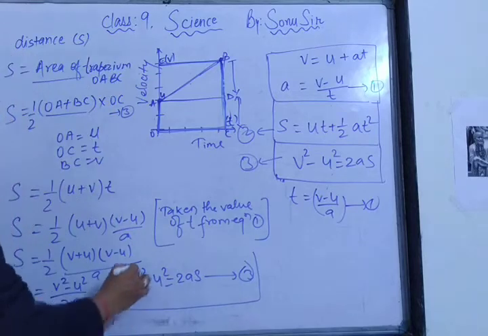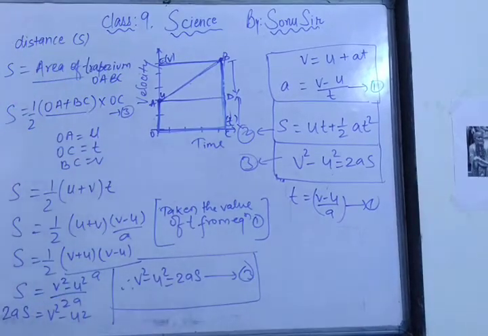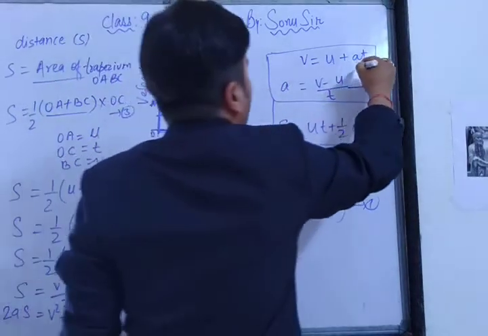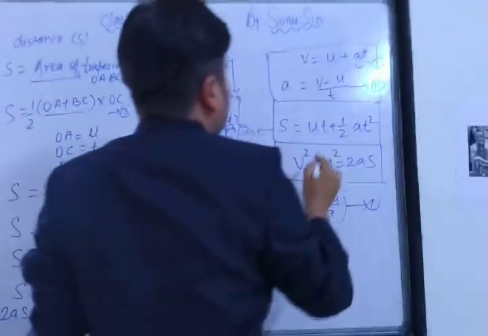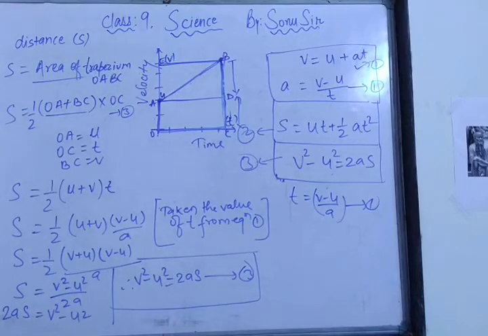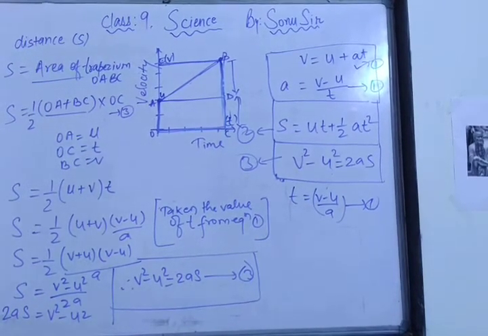So we have just proved the equations. The first equation is V is equal to U plus AT. This is our first equation, this is our second equation, and this is our third equation. Can you tell me what relation was there in the first equation, and what was the relation in the second equation?